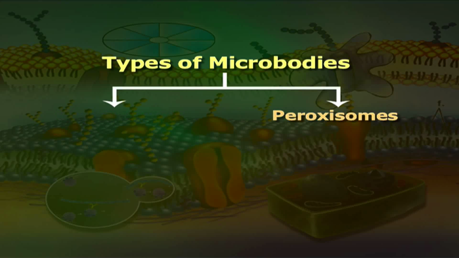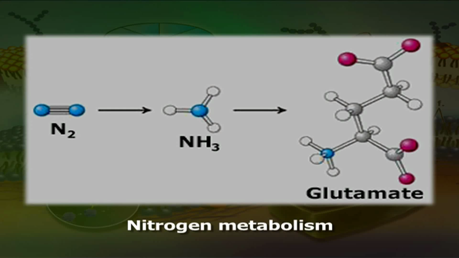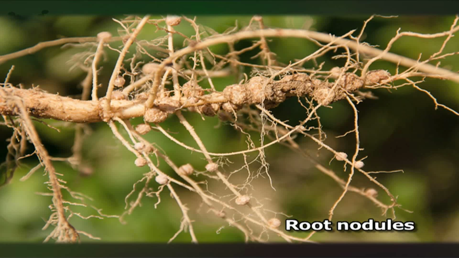First, glyoxysomes. Glyoxysomes are specialized peroxisomes found in plants, particularly in the fat storage tissues of germinating seeds, and also in filamentous fungi. As in all peroxisomes, in glyoxysomes the fatty acids are hydrolyzed to acetyl-CoA by peroxisomal beta oxidation enzymes. Glyoxysomes also participate in photorespiration and nitrogen metabolism in root nodules.